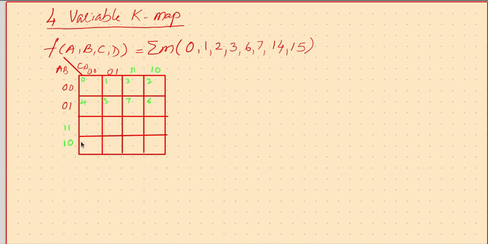So that is 7, then 8 comes here, 9 here, 10 here, 11 here, 12 here, 13 here, 14 here, and 15 here. 15 means 1 1 1 1. So that's how the K map for four variables looks like. Done. Okay, now let's get into solving our problem.